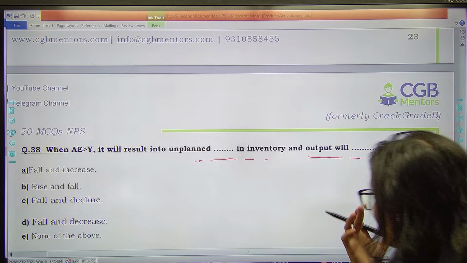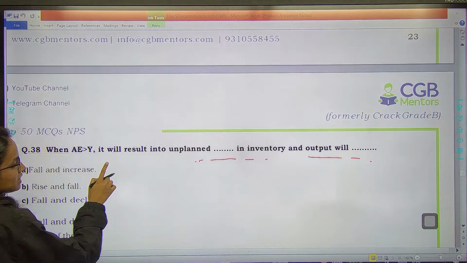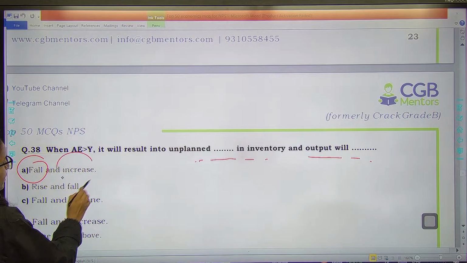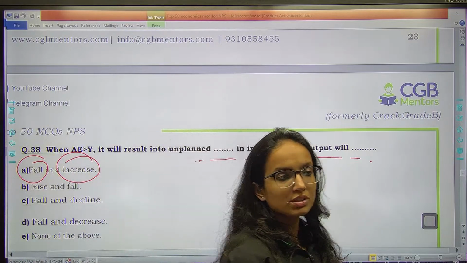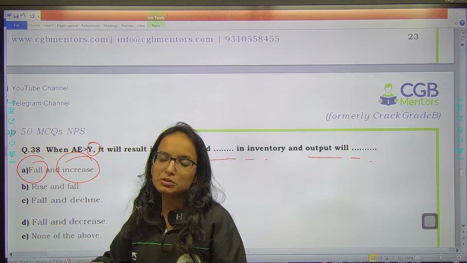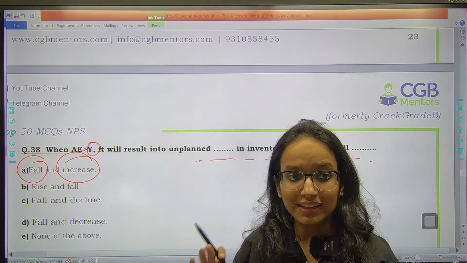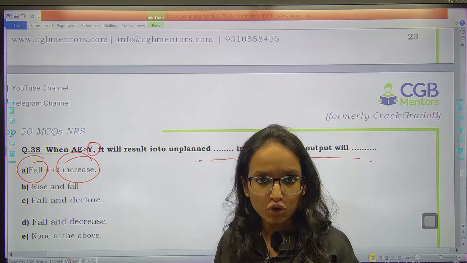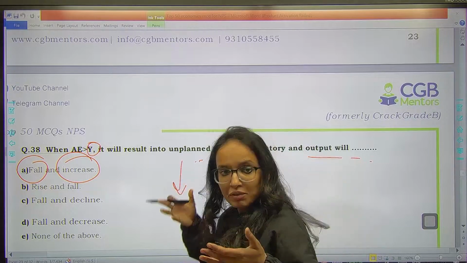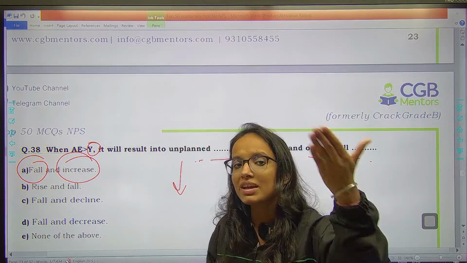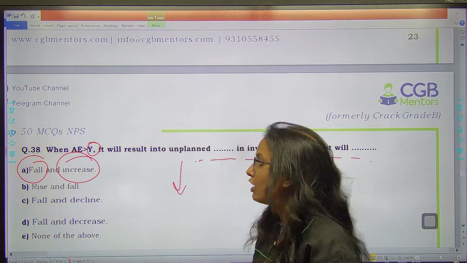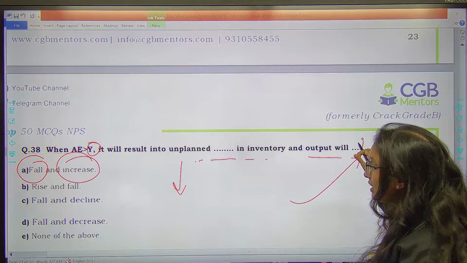So the correct answer is: when AE is more than Y, there is an unplanned fall in inventory and output will rise. A is the right option here, not C. Why? Because when aggregate expenditure is more than output, people are demanding more than the national output. Y is output, right? Output से ज्यादा अगर डिमांड है तो your inventory will fall suddenly. जो आपने बनाया था उससे ज्यादा डिमांड है, inventory will fall and then you will have to increase the production. So inventory will fall and production will increase, isn't it?